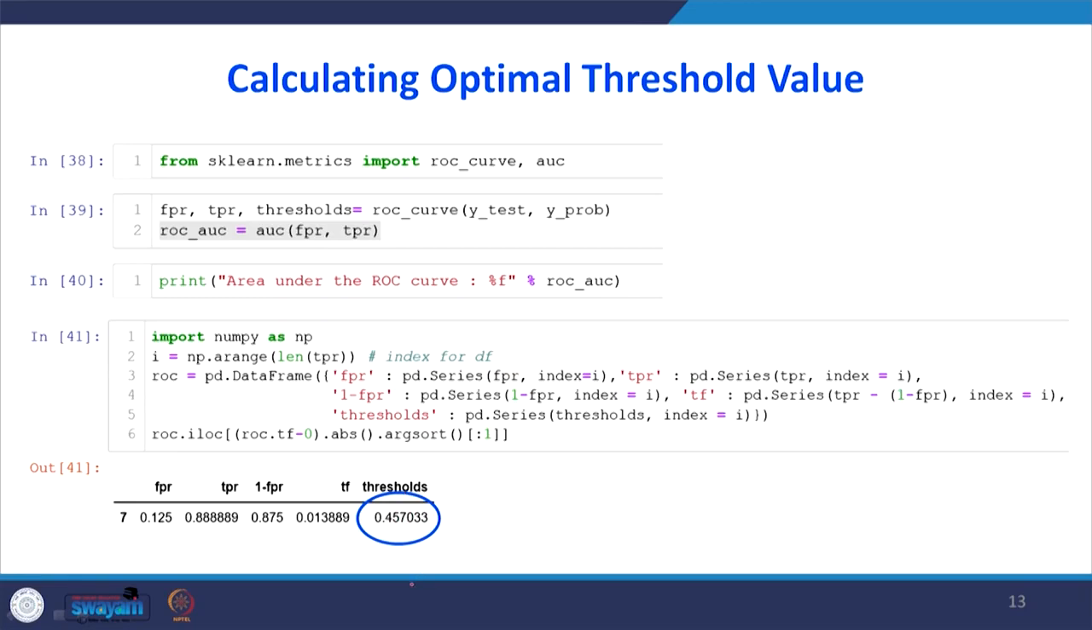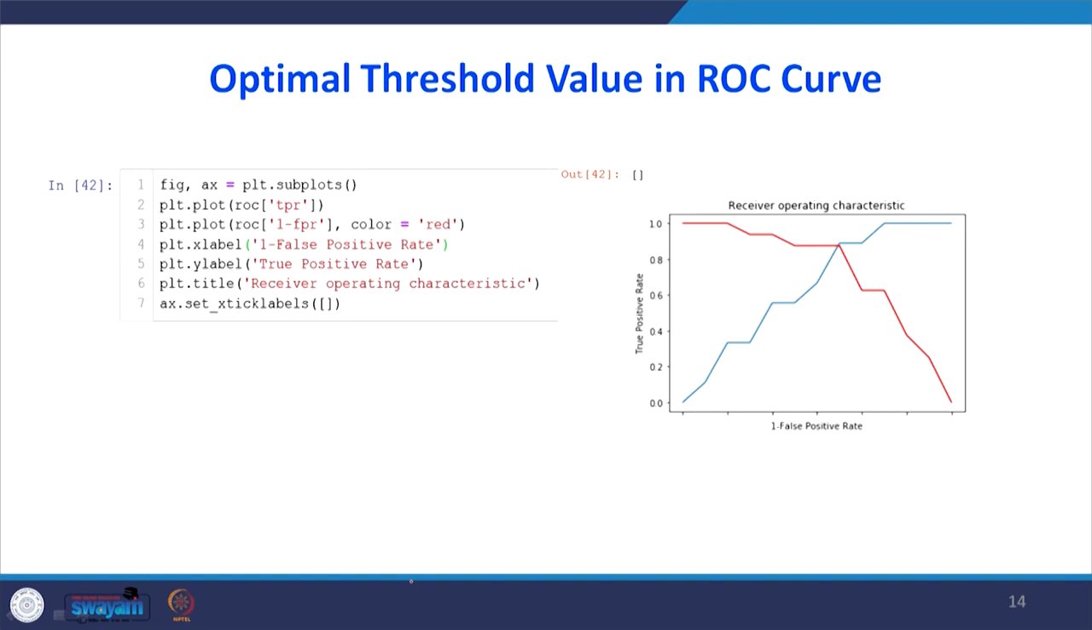Now, the optimal threshold value in the ROC curve. What has happened here, in the x axis we have taken 1 minus false positive rate, in the y axis we have taken true positive rate. So, the intersection point where the true positive rate and true negative rate intersect is considered as the optimal value of the threshold.